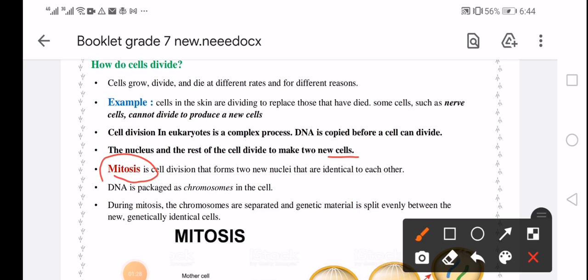This division is called mitosis. So what is meant by mitosis? Mitosis is a cell division that forms two new nuclei that are identical to each other. DNA is packaged as chromosomes in the cell. During mitosis, the chromosomes are separated and genetic material is split evenly between the new genetically identical cells.